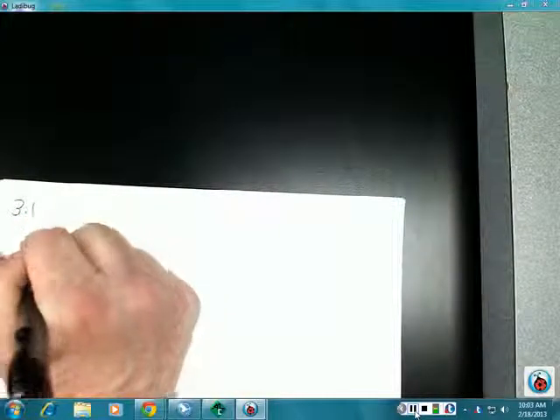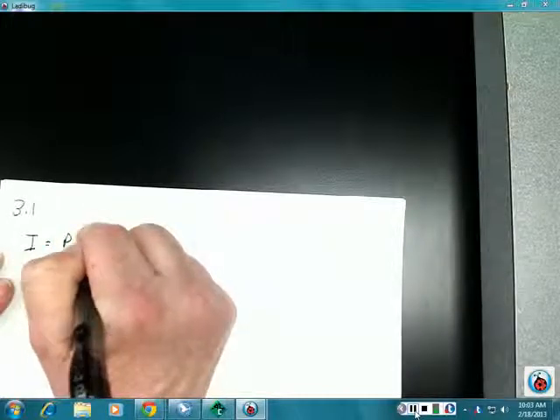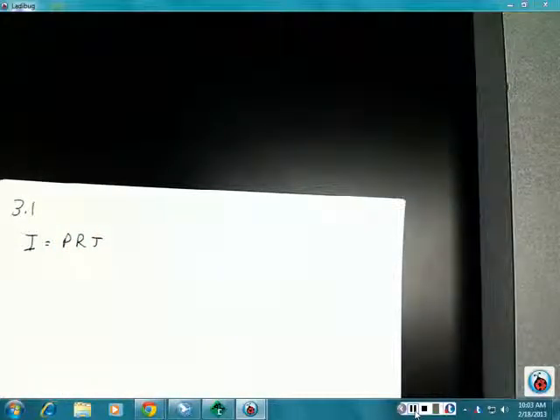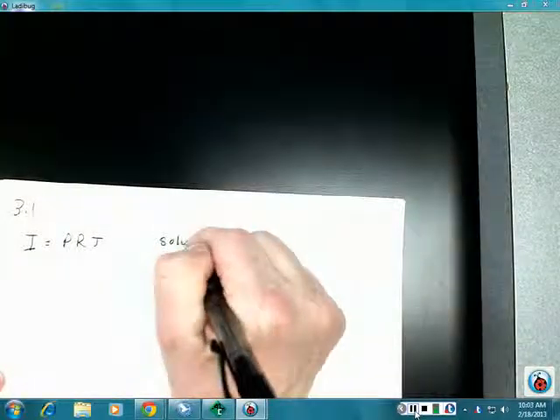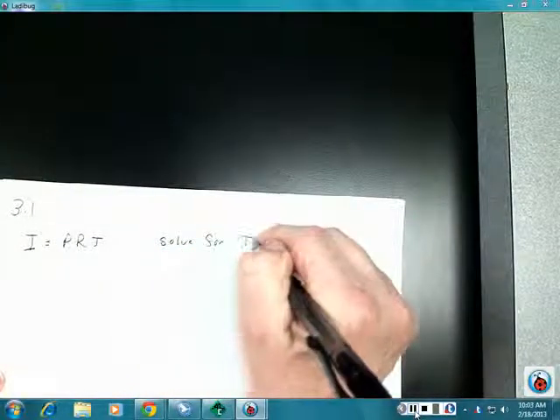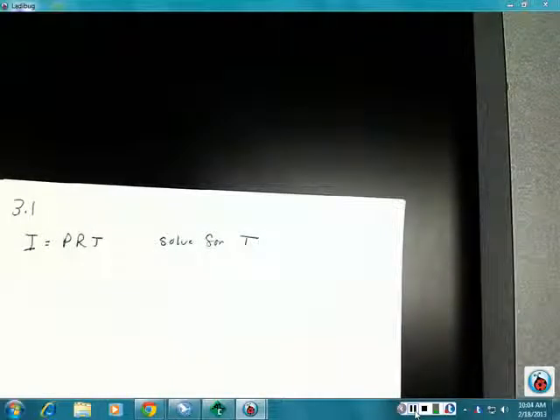And in 3.1, the big thing is that we need to be able to manipulate these formulas and solve for any letter that they ask us to solve for. So in 3.1, it's not only working with the formulas, but it's also going through and saying if I had to solve for a letter. So if we had an interest formula, interest equals principal times rate times time, and it tells you to solve for t, how am I going to get t all by itself?